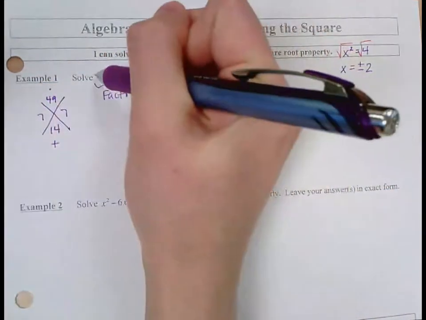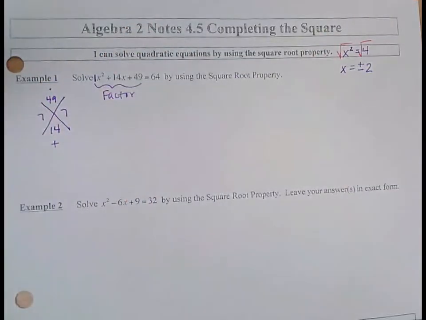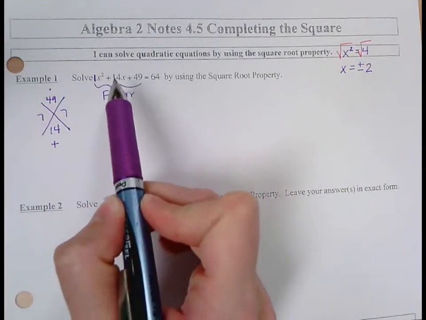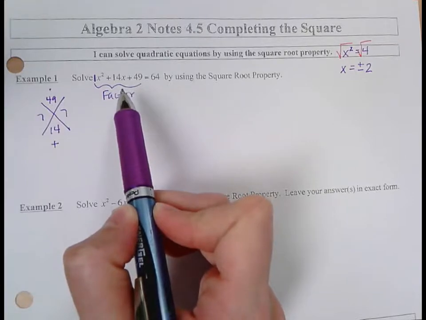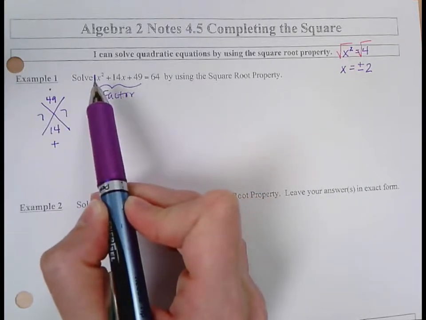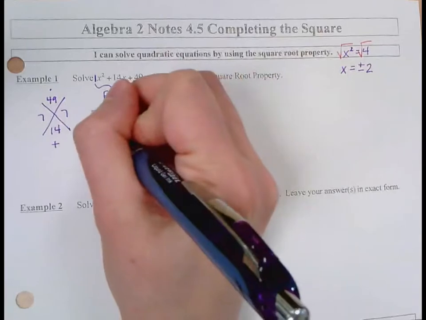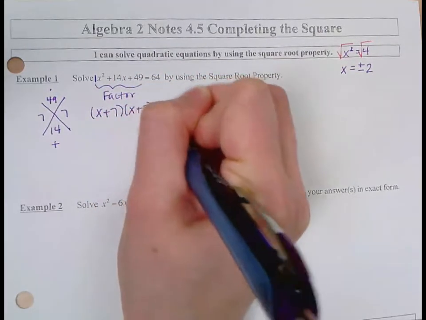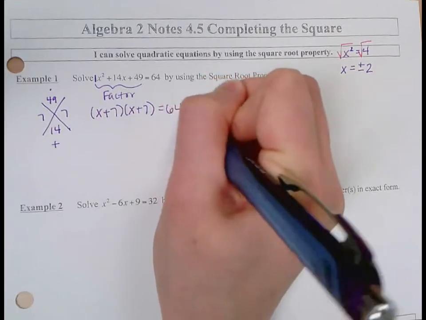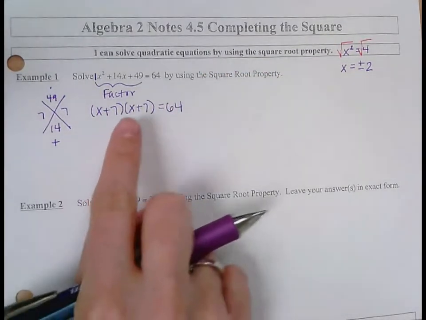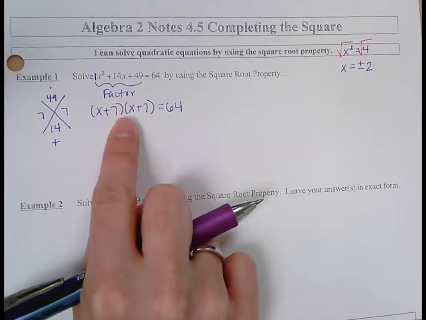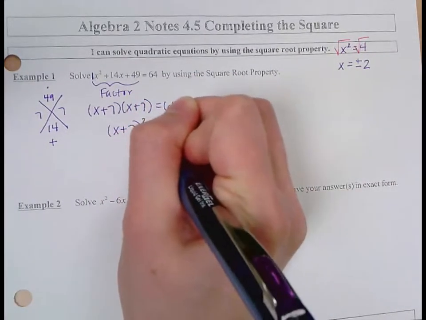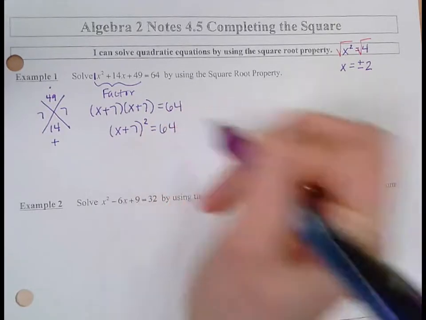Because there is a 1 in front of the x squared, you could rewrite this by splitting the middle term and then factor by grouping. But when there's a 1 as your a value, you don't have to do that. The factored form of this would be x plus 7 times x plus 7. I still have the equals 64. But because both factors are the same, I can write this as x plus 7 quantity squared equals 64.